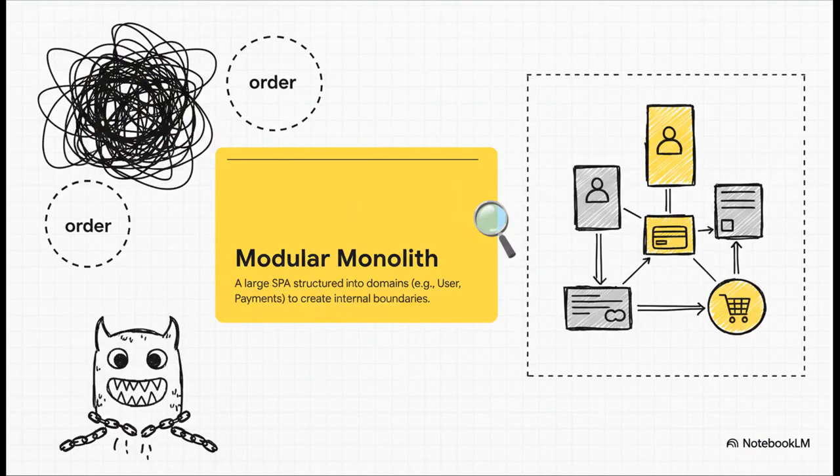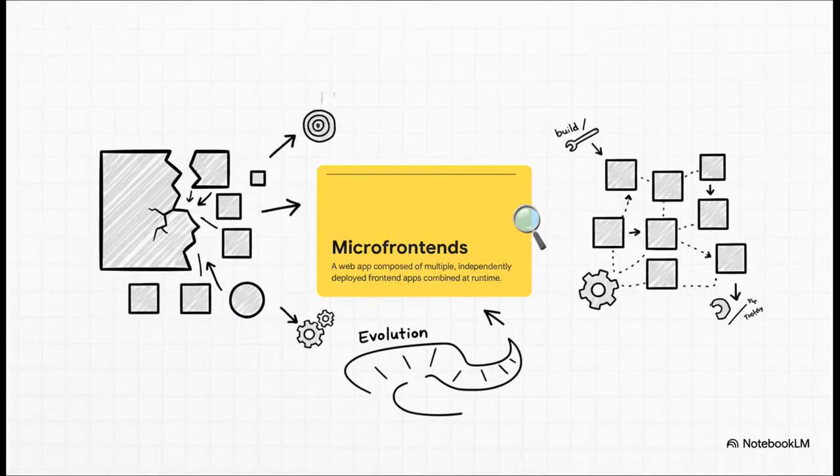Okay, so the first step to taming this monster was to just bring some order to the chaos. The modular monolith doesn't actually change how the app gets deployed, but it forces you to create strict boundaries inside the code between different domains like payments or user profiles. This makes the code so much easier to understand and work with. But for those huge enterprise-scale apps with hundreds of developers, the next logical step was to just break the monolith apart completely. With micro front-ends, different teams can build, test, and deploy their little piece of the application all on their own, completely independently from everyone else.